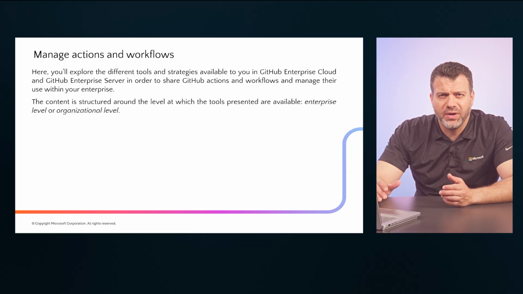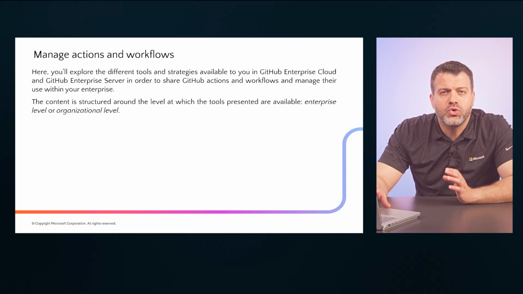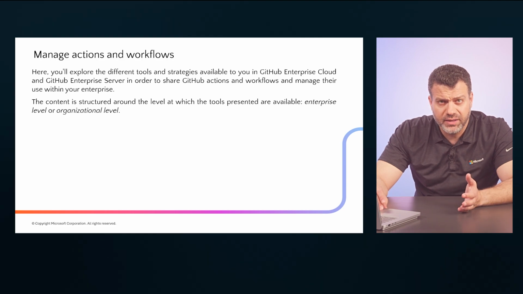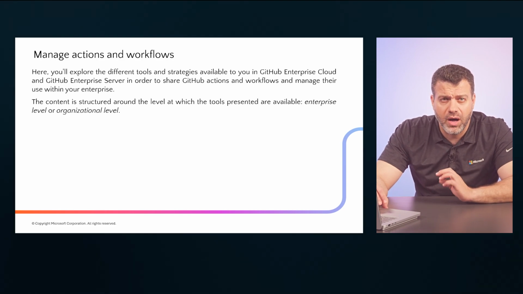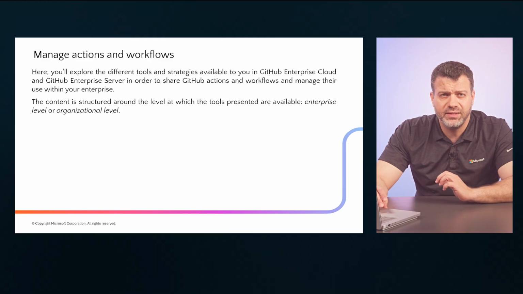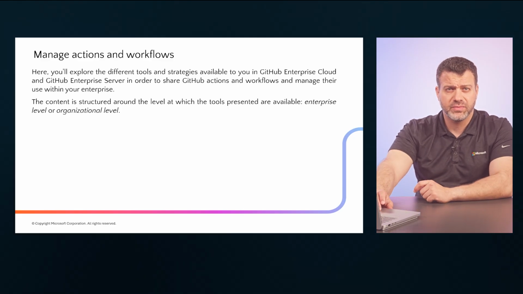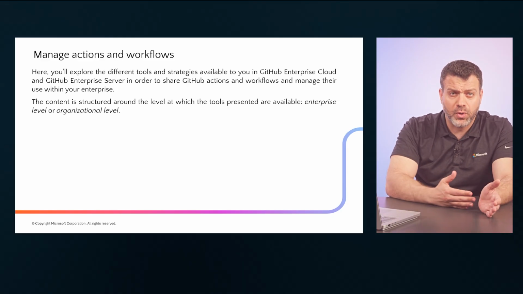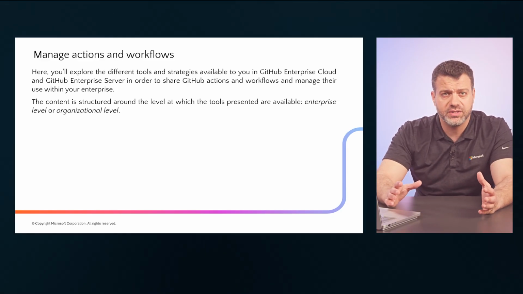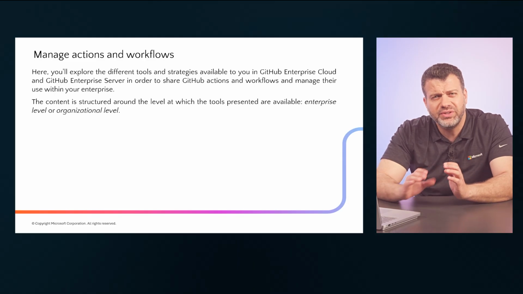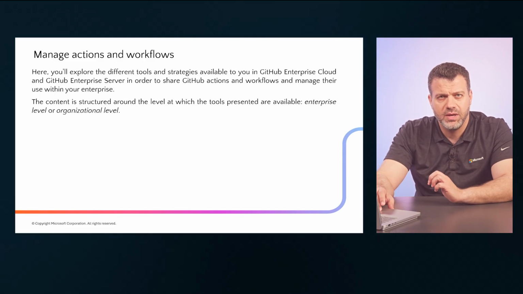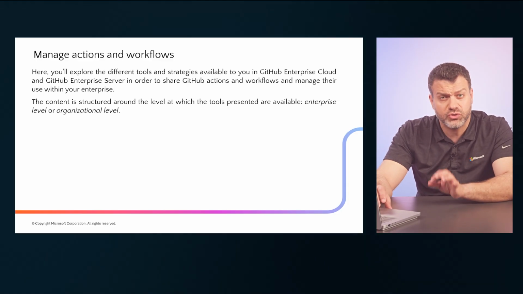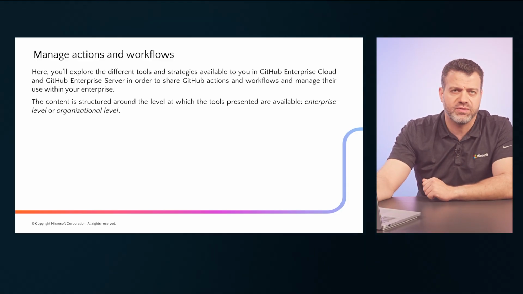Now we get into the part that actually matters. How do you control what's running on your pipeline? At enterprise scale, actions can quickly become uncontrolled, inconsistent, and potentially risky. So GitHub gives you 2 levels of control: enterprise level, for global governance, and organizational level, for team-level flexibility. And this is where you start getting hands-on, controlling actions, restricting usage, and standardizing workflows.